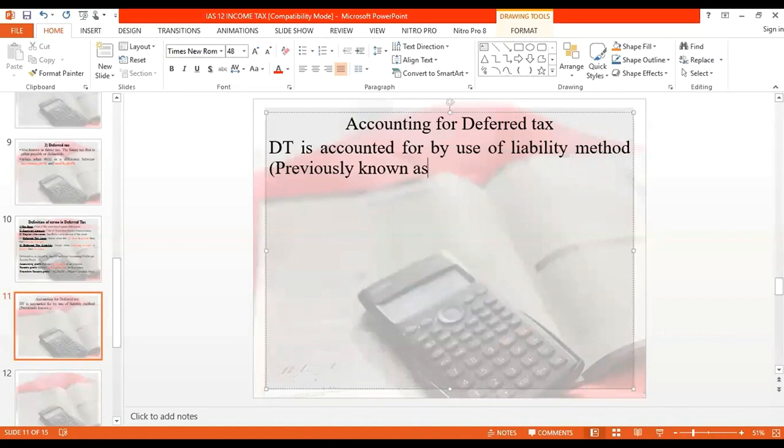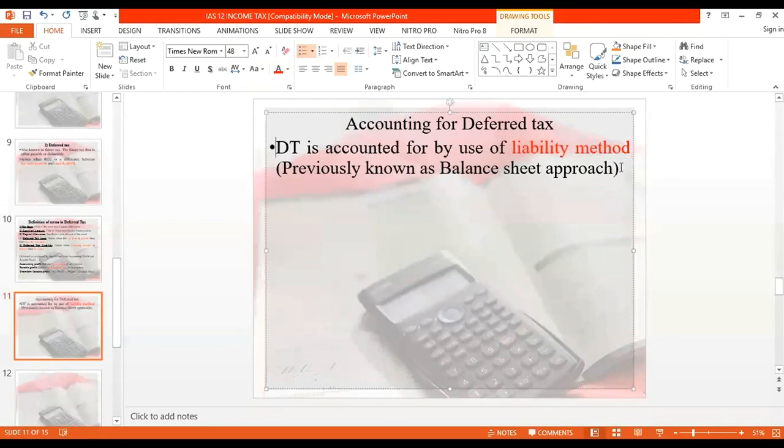Previously known as the balance sheet approach. So we use a method called the liability method, which was previously known as the balance sheet approach. There are some people who still use a method called the income statement method. So there is another method, but I don't want to use it because IAS 12 discourages it.